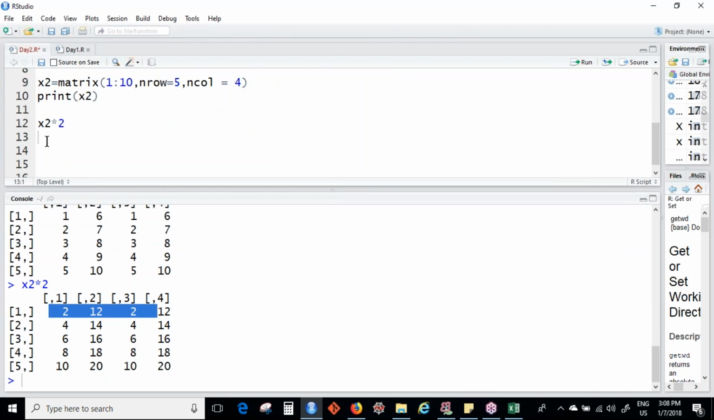Okay. In some languages, you cannot do this. You will have to create a loop and select individual elements one at a time and then multiply. But in R, it is not required. You can directly do an operation like this on matrices or vectors or other data types also.